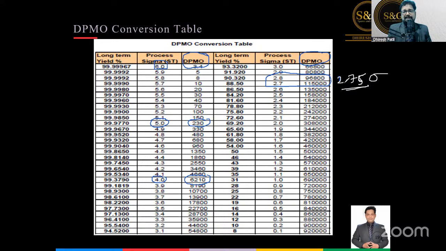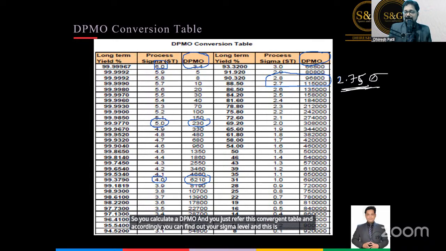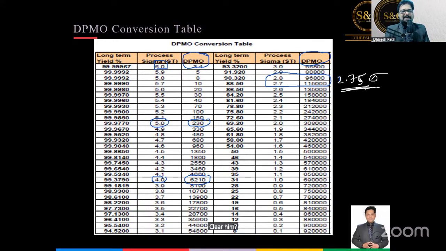Are you clear with this? Just give me yes in the chat box. So you calculate the DPMO and you just refer this sigma conversion table, and accordingly you can find out your sigma level, and this is your process capability with the discrete data. Clear? Just give me yes in the chat box.